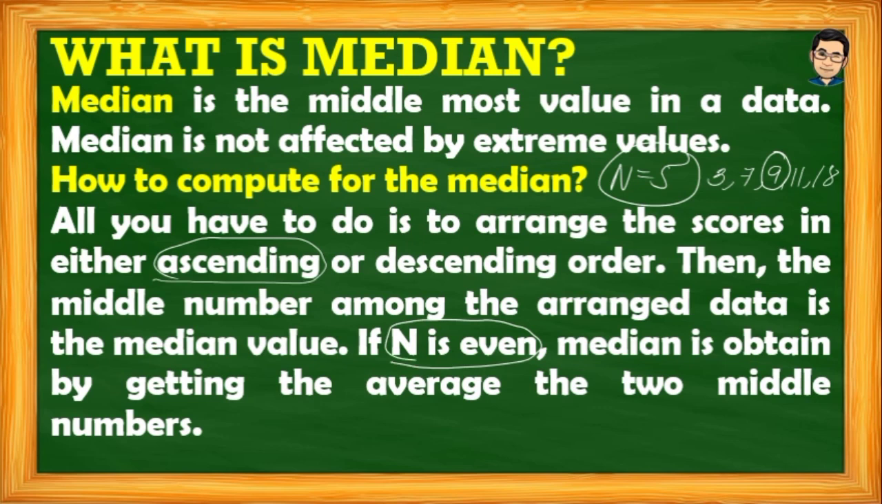Median is obtained by getting the average of the two middle numbers. So, halimbawa, yung ating n is equal to 10 siya. So, hindi natin makukuha yung pinaka-gitnang value, yung median. Ang gagawin lang natin, kukunin natin yung dalawang nasa gitna. And then, i-add natin yon, i-divide natin sa 2. O, sabi nga dyan, we'll get the average of the two middle numbers. So, yun lang po yung paraan. Pero kapag n is odd, wala tayong problema. Makukuha natin yung nasa gitna. Kapag even, yung dalawang middle numbers, yun ang ating kukunin, i-divide sa 2.